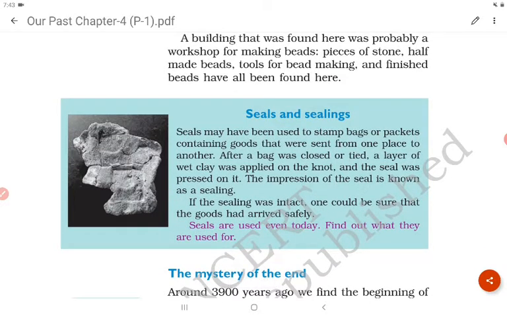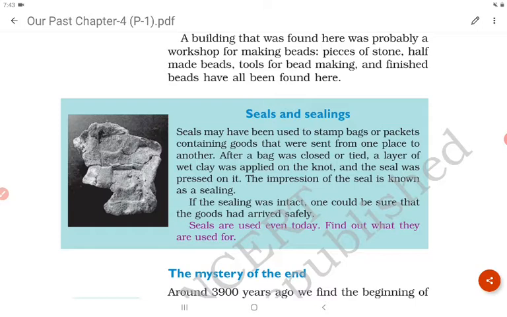A building that was found here was probably a workshop for making beads. Pieces of stone, half-made beads, tools for bead making, and finished beads have all been found here.